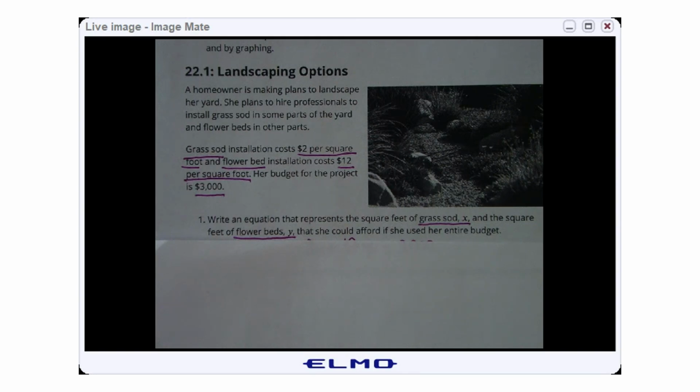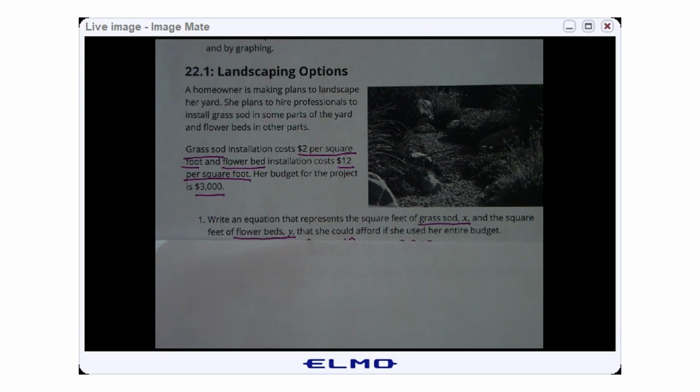We're back with 22.1. It says landscaping options. So a homeowner is making plans to landscape her yard. She plans to hire professionals to install grass sod in some parts of the yard and flower beds in others. So grass sod is just a type of grass that you can put down instead of growing it yourself. So just heads up, that's what that is.